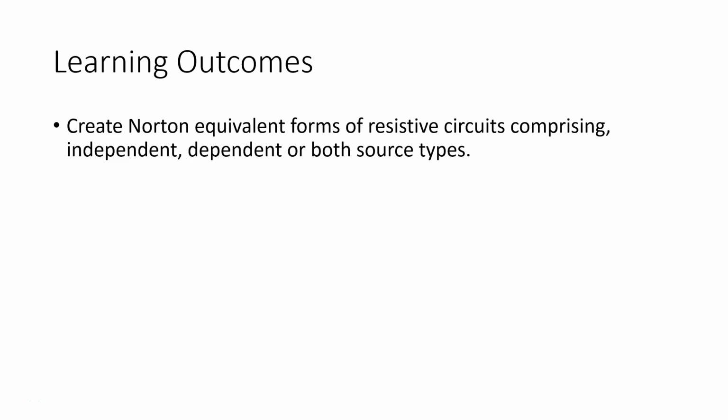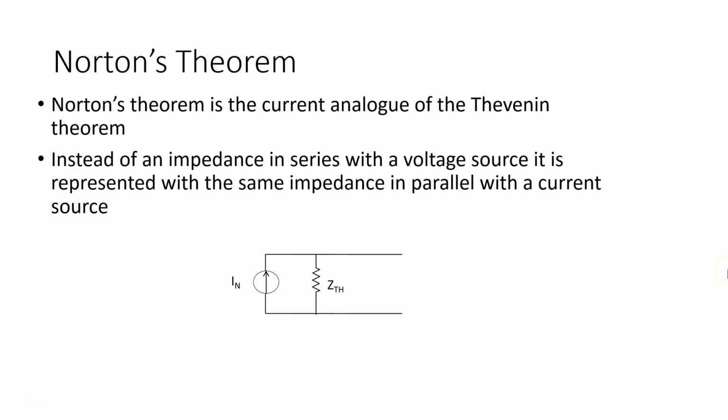By the end of today, you should be able to create Norton equivalent forms for resistive circuits comprising of independent, dependent, or both source types, just like you did with the Thevenin equivalent circuits. These are very similar types of forms, so if you're comfortable with the Thevenin equivalents, you should be comfortable with the Norton equivalents. Norton's theorem is really the current analog of the Thevenin theorem.